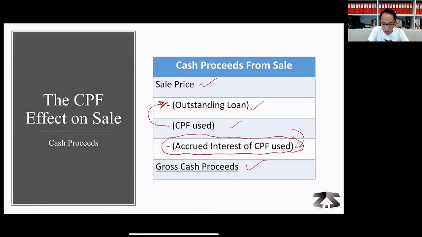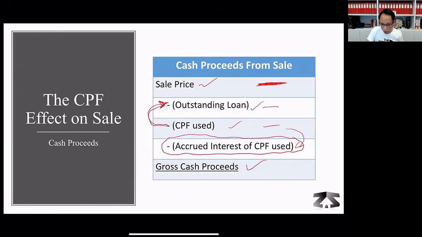Okay, so you see, in this scenario, if the sale price of your property remains constant through a number of years, your outstanding loan and CPF will be cancelling out each other, because you'll be using CPF to pay down your monthly installment. So this one will cancel each other. So this will be constant, correct?